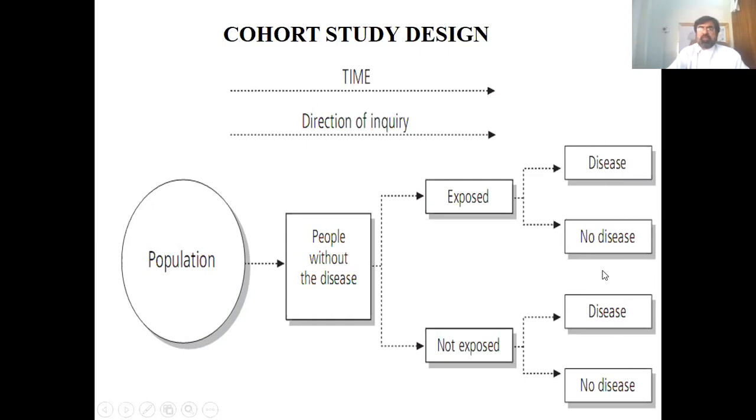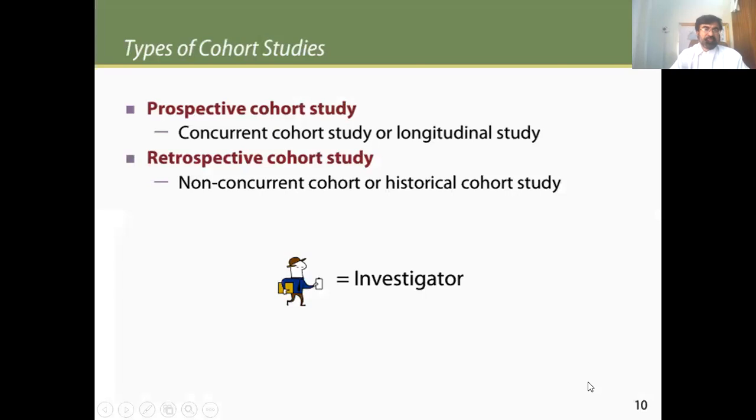So there are 4 possible groups. In the exposed group, there may be certain individuals who will develop the disease at the end of the study, and there may be individuals who will not develop the disease. And in the other group who is not exposed, some of them will develop the disease and some of them will not develop the disease. So types of cohort studies: prospective cohort that starts from present and goes towards the future, and retrospective cohort, which is also called a historical study, non-concurrent cohort or historical cohort study.